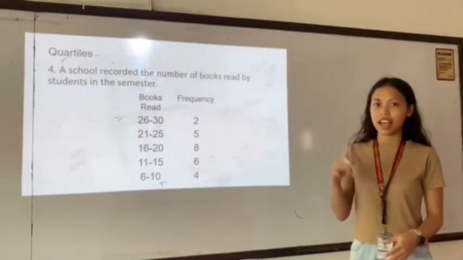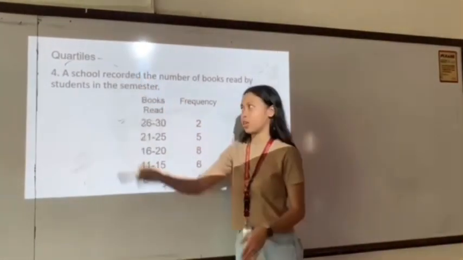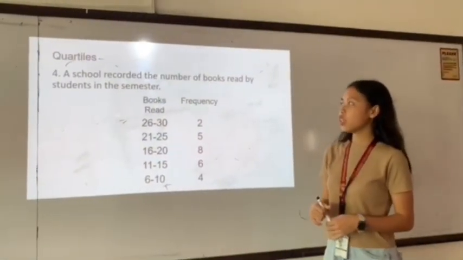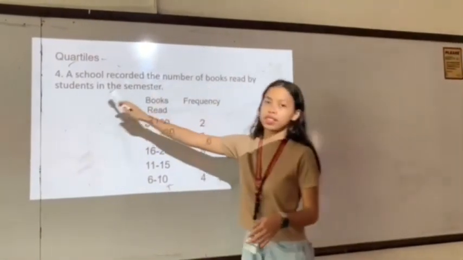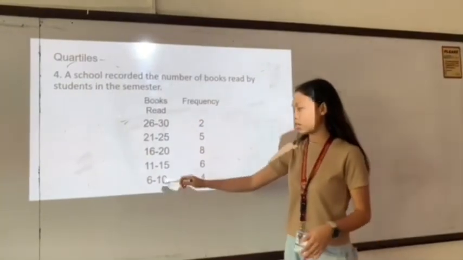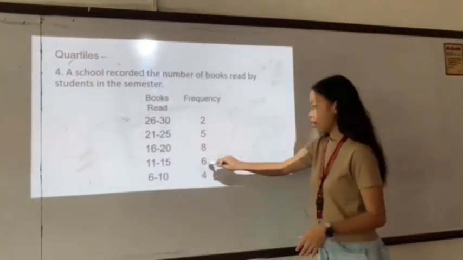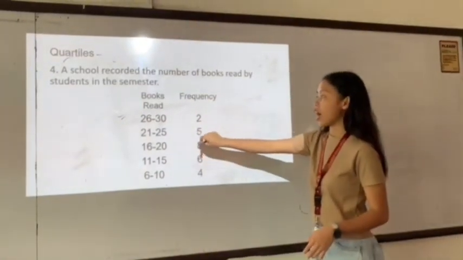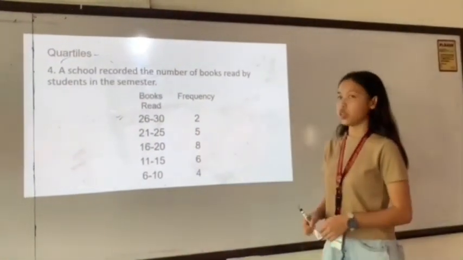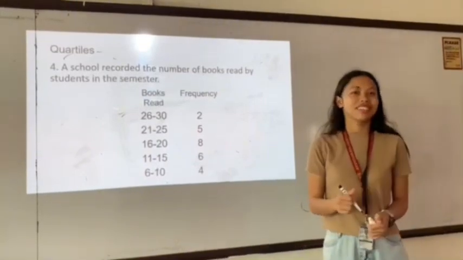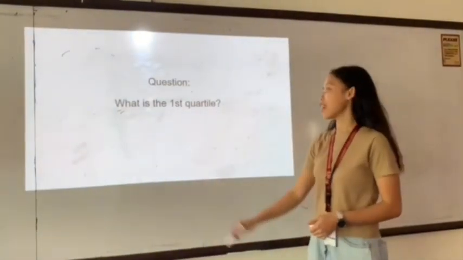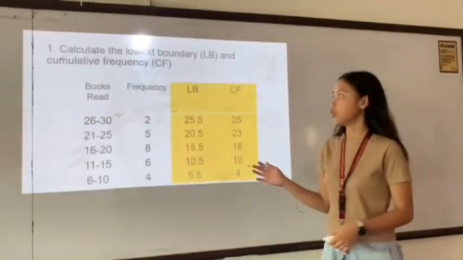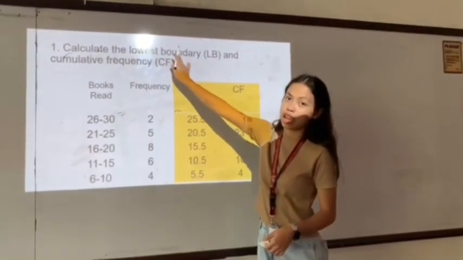Now, the last one is the quartile. So, this is the fourth problem that we read. A school recorded the number of books read by students in the semester. So, these are the data. 6 to 10, the frequency is 4; 11 to 15, the frequency is 6; 16 to 20, frequency is 8; 21 to 25, frequency is 5; 26 to 30, frequency is 2. So the problem is, what is the first quartile? First is to get the lower boundary, then the cumulative frequency.